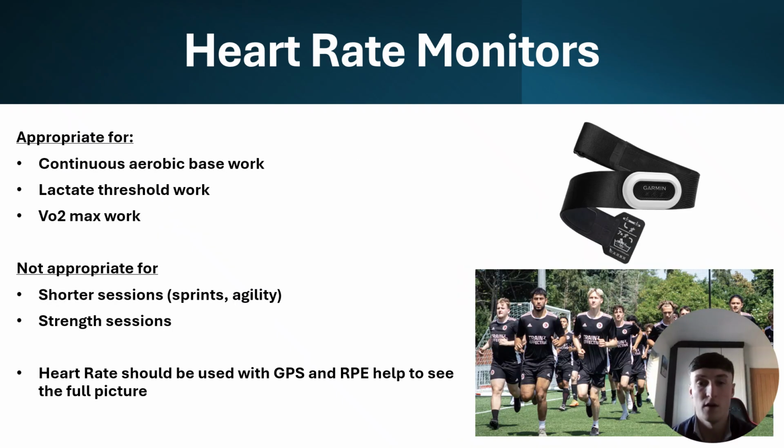So what are heart rate monitors appropriate for? Continuous aerobic base work, lactate threshold work, and VO2 max work. Heart rate monitors can be great for all these to make sure you're actually hitting certain intensities. They're not going to be appropriate for your shorter sessions, like I said before, your sprints, your agility work, and strength sessions. This is because of heart rate lag, so you're better off pairing the heart rate monitor with your GPS systems and your RPE just to get an overall better, full picture.